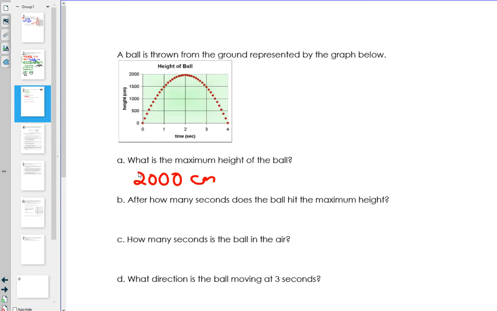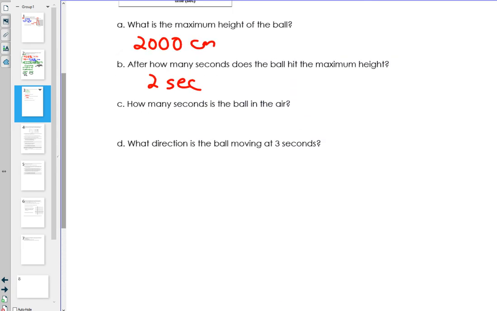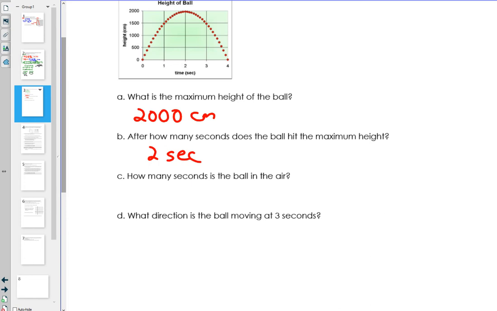After how many seconds does the ball hit the maximum height? How long does it take to reach the vertex? 2 seconds. How many seconds is the ball in the air? Okay, so by the time it was launched, how long did it take from the launch for it to land? 4 seconds.